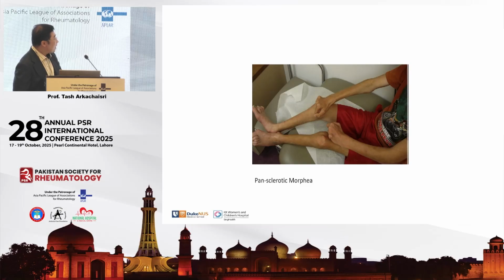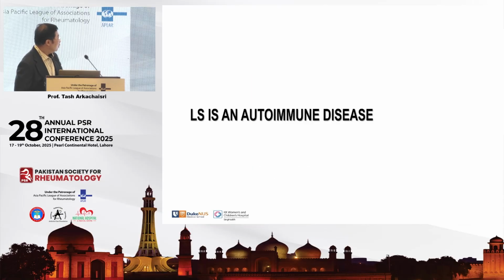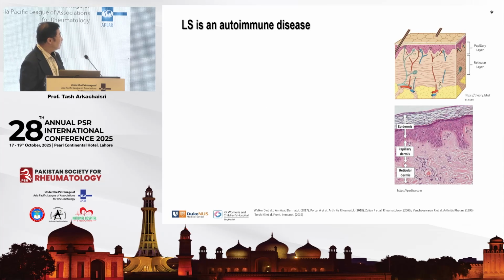Yep. This is pansclerotic morphea. If you look, it looks like systemic sclerosis, but this is not, because it does not go beyond that, and there is no systemic involvement. Okay, and it usually spares the fingers and the toes. Okay, so this is just to convince you that localized scleroderma is an autoimmune disease by the evidence.